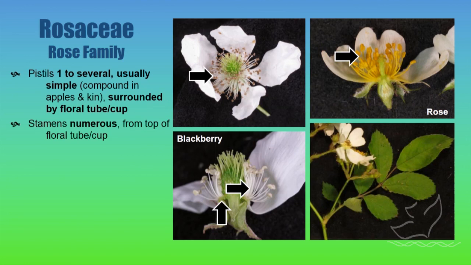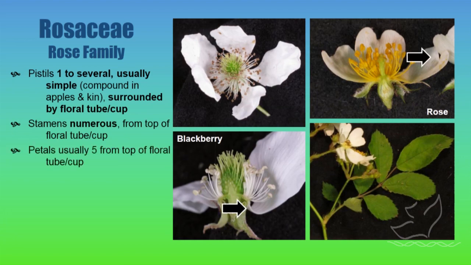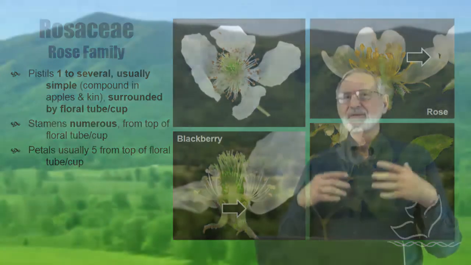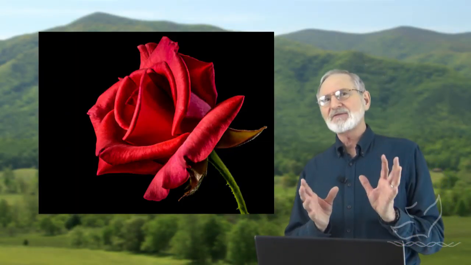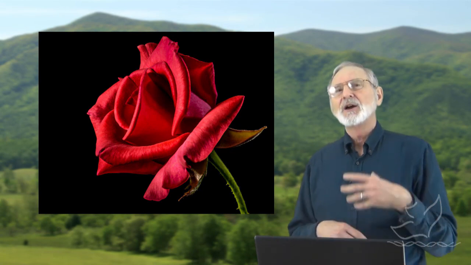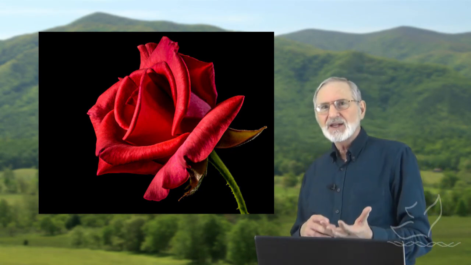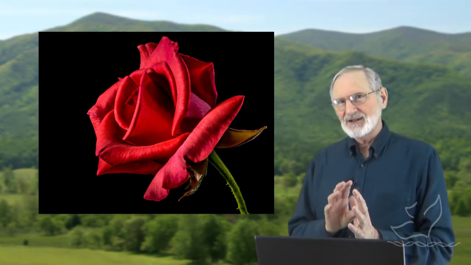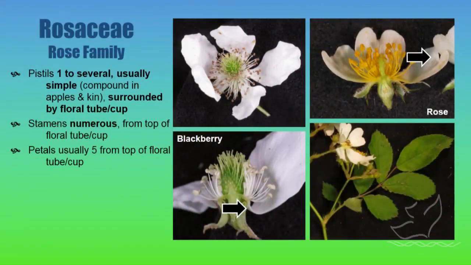The stamens are numerous, lots and lots of them coming from the top of the floral cup or tube. The petals are 5 from the top of the floral cup or tube. Now you probably are familiar with roses, and you say, oh, but roses have a lot more than 5 petals. Well, those are cultivated roses that have been manipulated genetically. So those don't really count here. So if you look at a wild rose, it's going to have 5 petals.